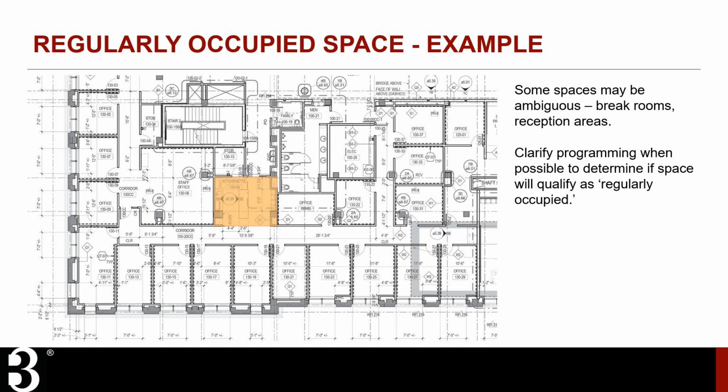Some spaces will be ambiguous as to whether they meet the definition of regularly occupied, such as a break room or reception area. Work with the client and the project team to determine the occupancy of these spaces to the best of your knowledge. In this example, the kitchenette does not have a seating area, and occupants are not expected to spend more than a few minutes here at a time, so it is excluded from the list of regularly occupied spaces.